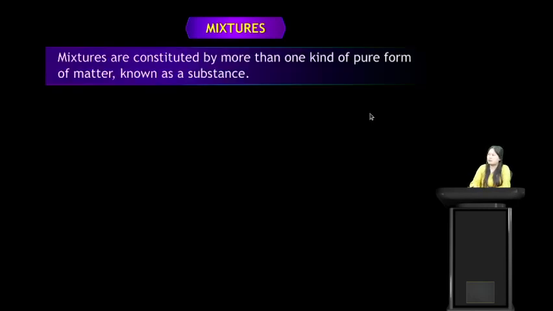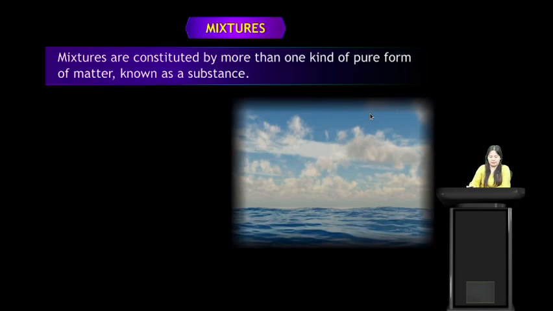But what are mixtures? Mixtures are constituted by more than one kind of pure form of matter known as a substance. So mixtures are made up of two or more pure substances. An example is seawater.